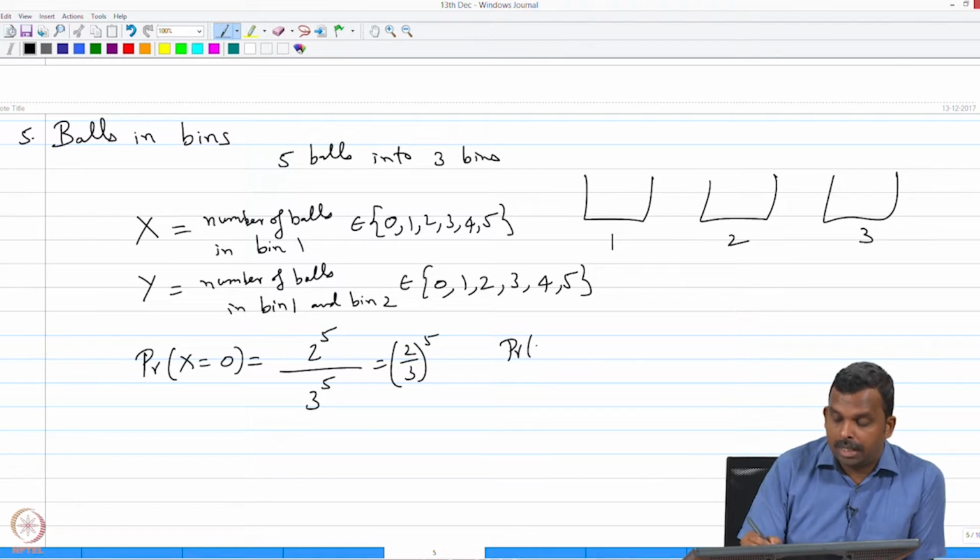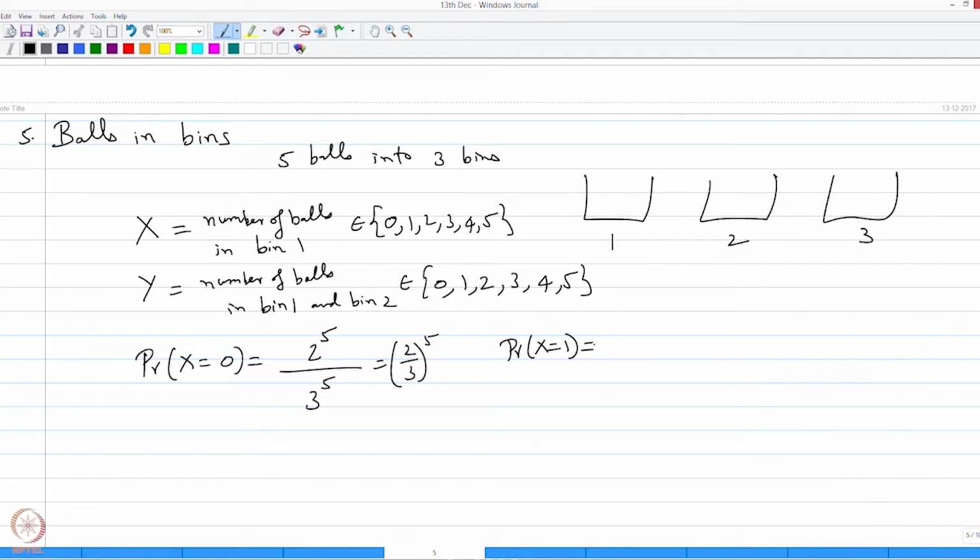Now, what about probability that x equals 1, that exactly one ball went to bin 1. Once again, denominator is 3 power 5. What about the numerator? One ball should go into bin 1, and that could be any one of the 5 balls, and then that has only one possibility. The remaining 4 have 4 possibilities. So, this is again written in some fashion 5 into 1 by 3 into 2 by 3 power 4. Okay. So, in fact, you can do calculations like this. You can keep doing it for the other cases also.